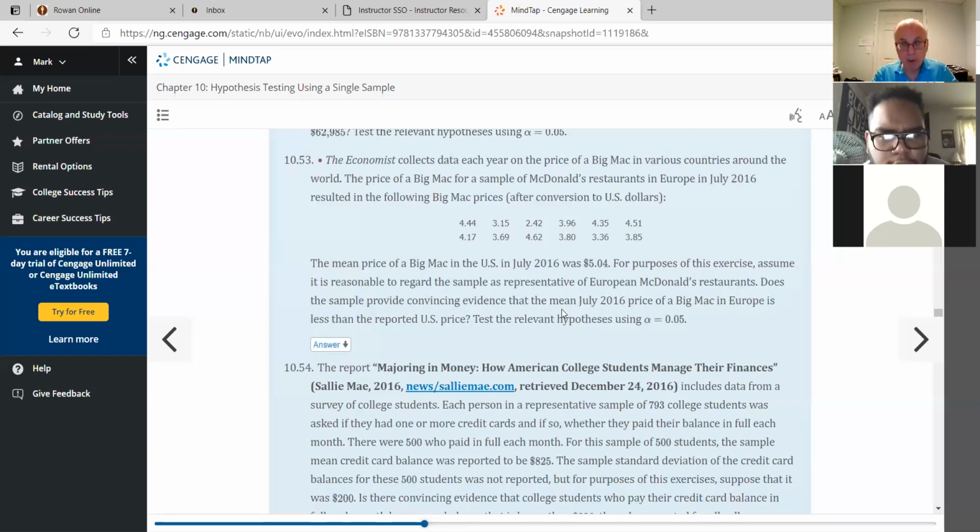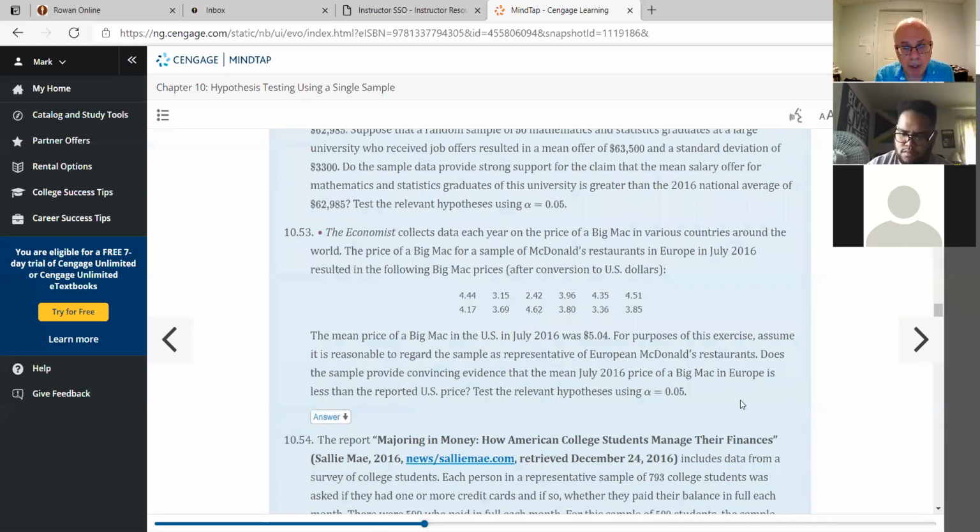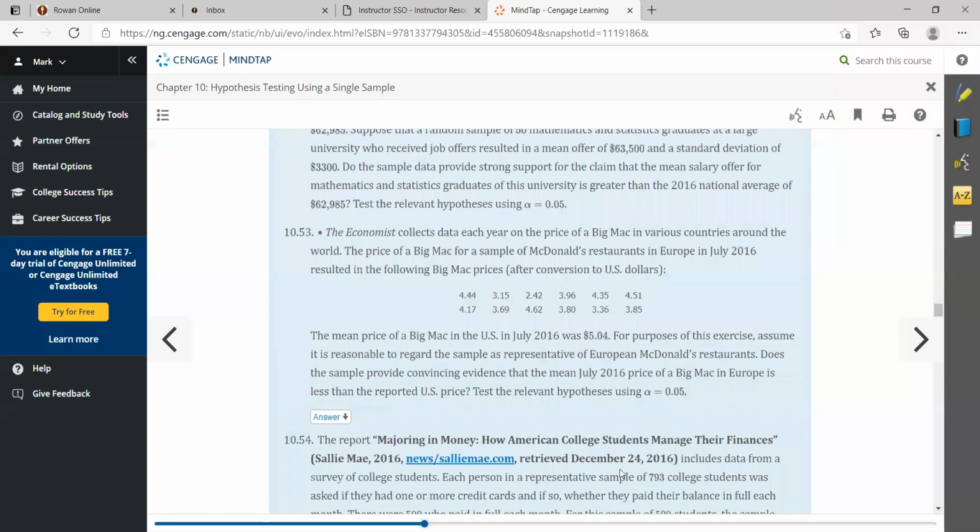Would it be a left tail? Yes, right. Because they say less than, right? And what is the number we're going to use for the hypothesized mean? $5.04. That's it. So let's go on. Oops, sorry. Let's keep that right there. Hold on. All right, let's go to the solution, a solution PDF.